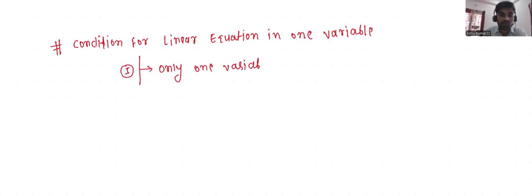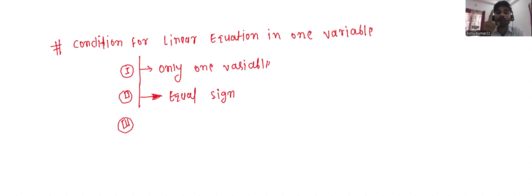Condition number two: you have to check in the given expression or equation that there is an equal sign. Equal sign is also there. And condition number three: you have to check that the highest power of the variable is equal to 1.